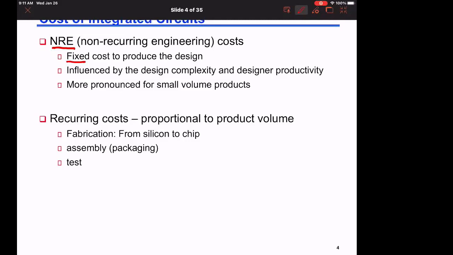The cost is influenced by the design complexity. If I'm building a chip for a server, it's different than a chip that will be embedded in a camera, for example. And the designer productivity, that's why we care for the best engineers. And it is most pronounced for small volume products.